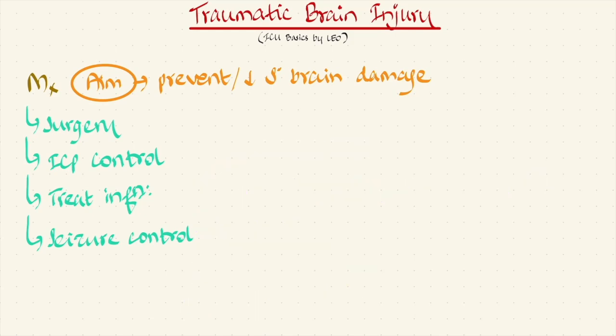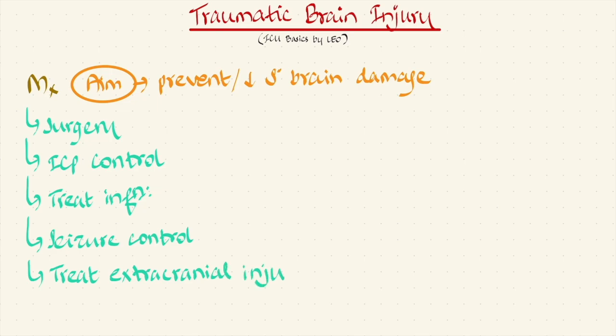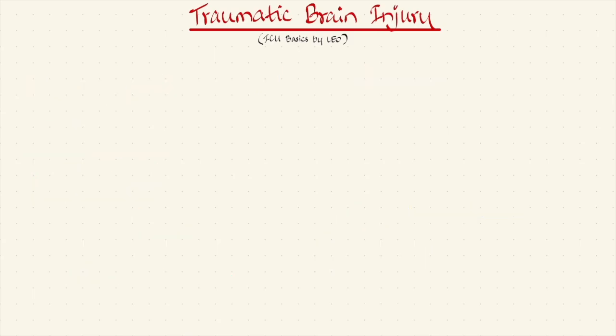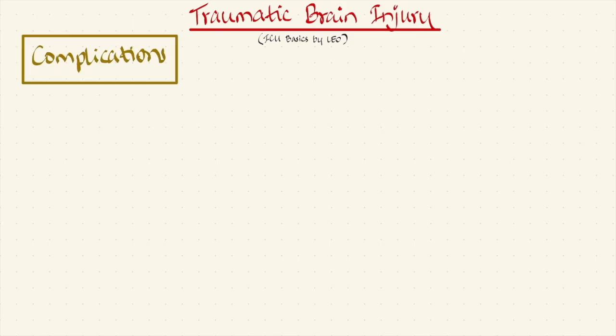Patients with traumatic brain injury may require the management of other extracranial injuries. For example, they may need surgical stabilization of spinal cord lesions, abdominal surgery for hemoperitoneum and visceral injuries, and orthopedic procedures for pelvic and long bone fractures. Lastly, I would like to discuss late complications of traumatic brain injury briefly.